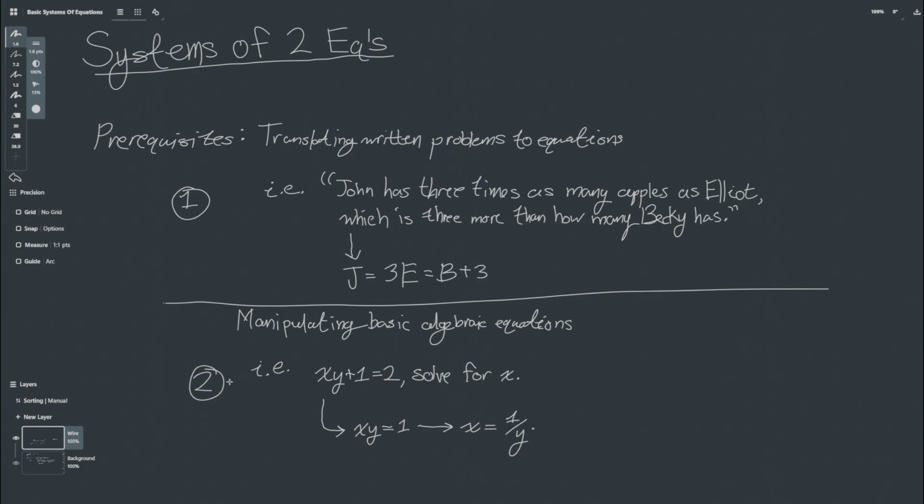And for a second prerequisite, you're going to have to know how to manipulate basic algebraic equations. So for example, we have x times y plus 1 equals 2, and we need to solve for x. So we can subtract 1 from both sides to get xy equals 1, and then divide by y on both sides to get x equals 1 over y. Now if you're comfortable with both of these prerequisites, you should be good for the rest of the video.